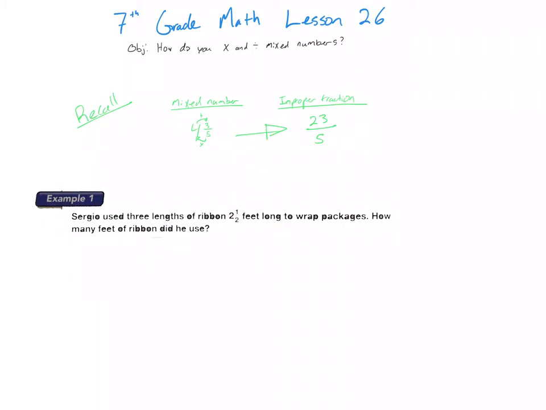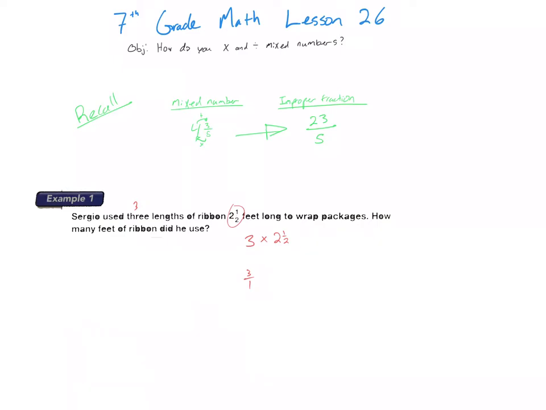Alright, so let's look at example 1. It says Sergio used 3 lengths of ribbon, 2.5 feet long, to wrap packages. How many feet of ribbon did he use? So remember, we have 3 and that 2.5. So what I want to do is I want to say 3 times 2.5. Well, what I want to do is change all of these into improper fractions. So 3 will be the same thing as 3 over 1, because remember, a number divided by 1 is still itself.